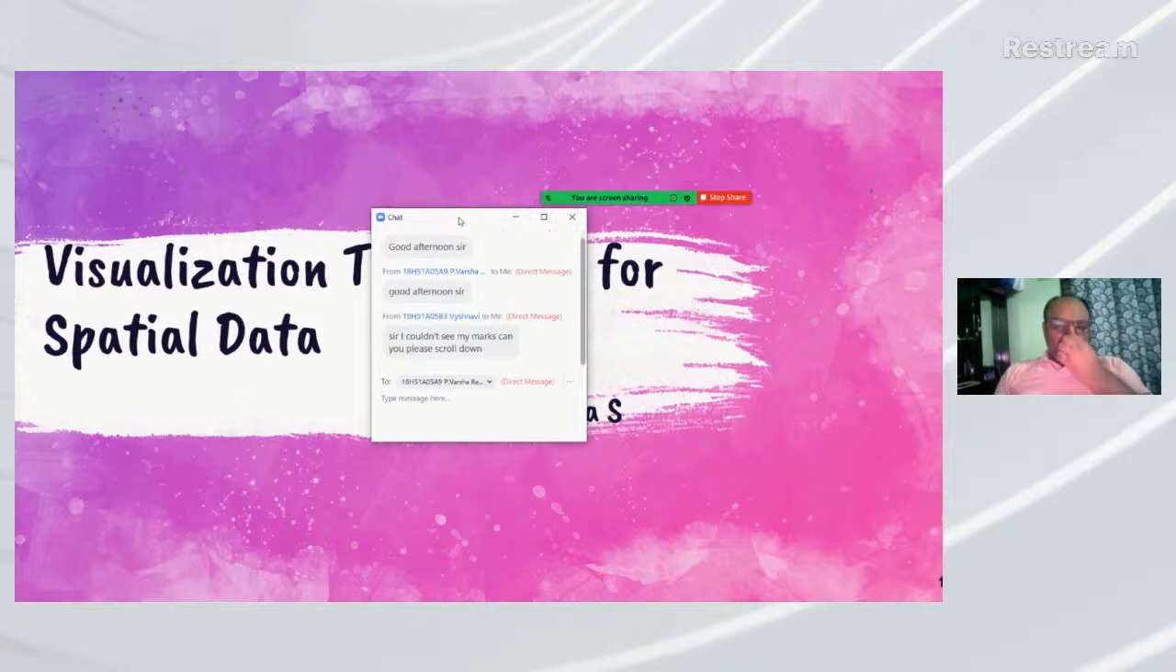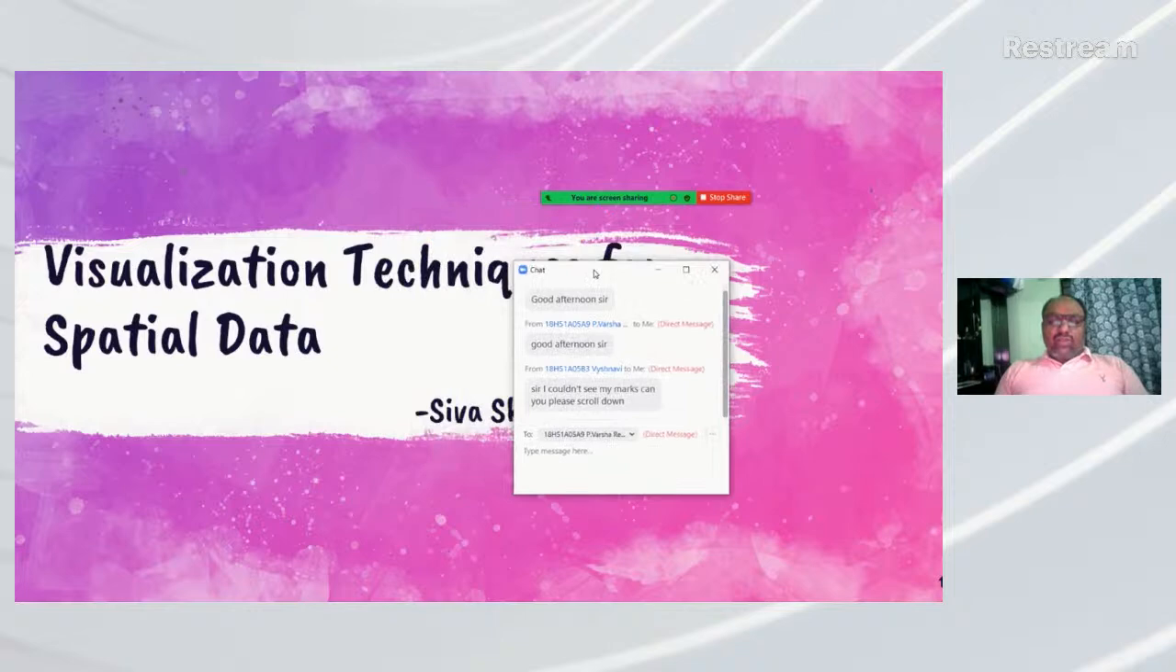Vaishnavi, I will share this marks Excel sheet in the code now. You can see your marks in the code now.